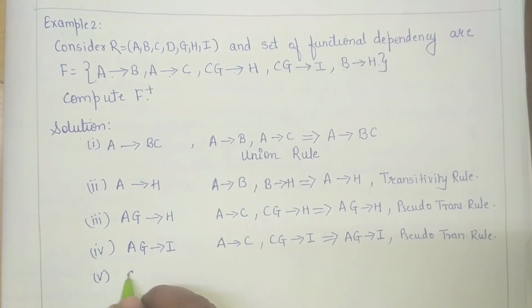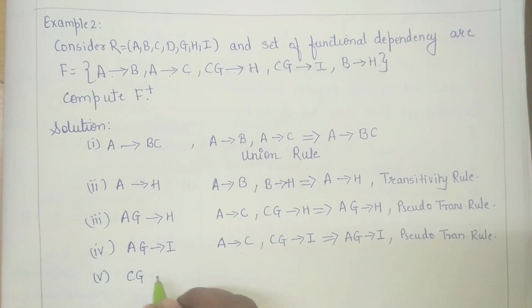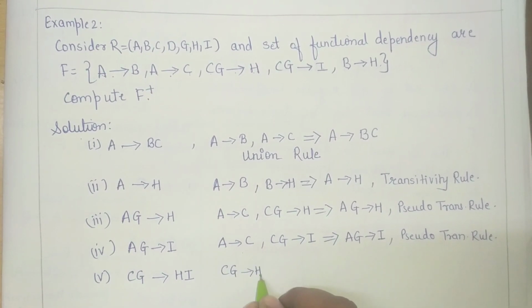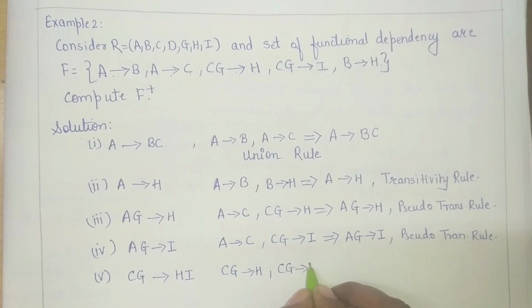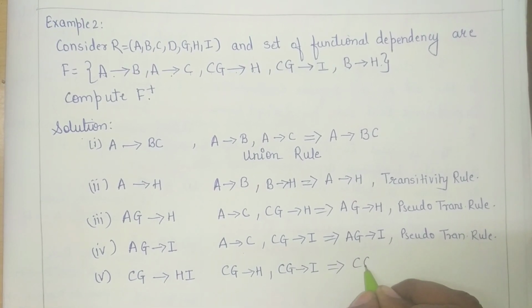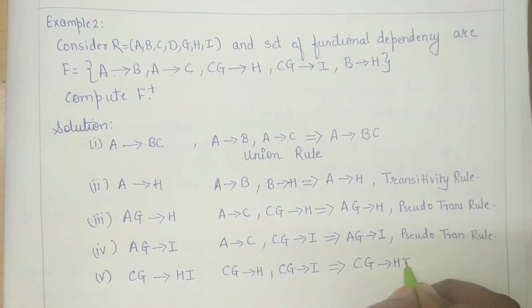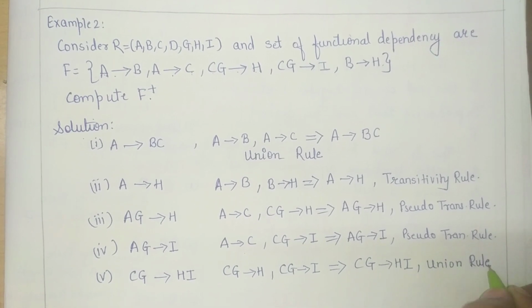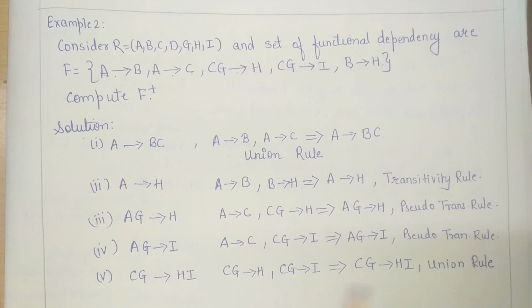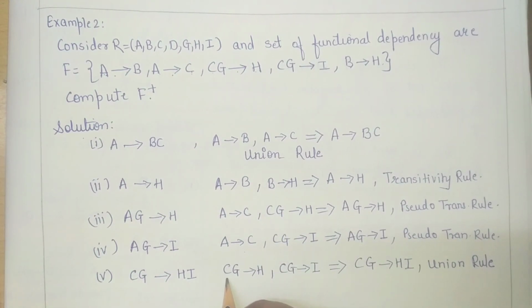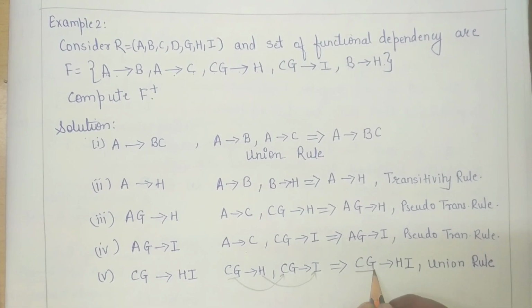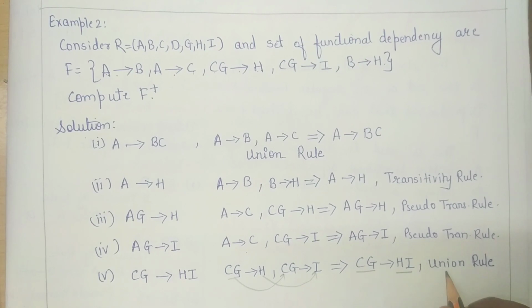We are getting CG determines HI. How? CG determines H, CG determines I, then definitely CG determines HI, and this we have achieved with the help of the union rule. Here you can see we have taken the union. That's why we are getting CG determines HI with the help of the union rule.